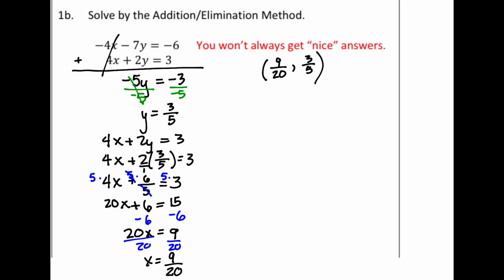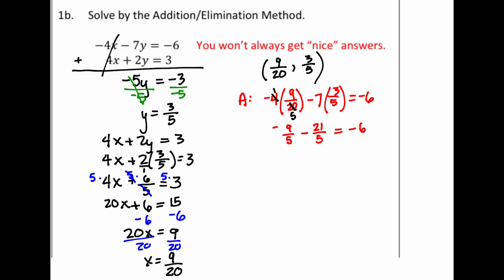Okay, let me double check. Okay, so here's substituted into A. 4 and 20 both divide by 4. So I end up with negative 9/5 minus, nothing cancels there, so I get 21/5. Is that equal to negative 6? I don't know yet. One more step. Let's combine these two. So negative 9 minus 21 is negative 30 over 5. And yes, it does equal negative 6. So that one is true.